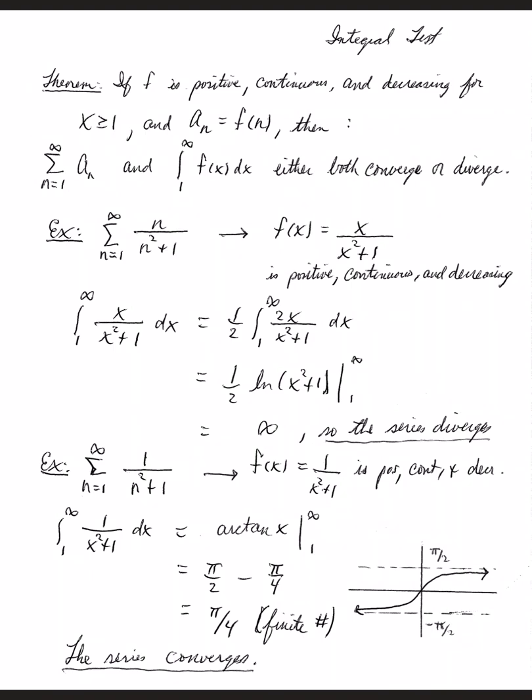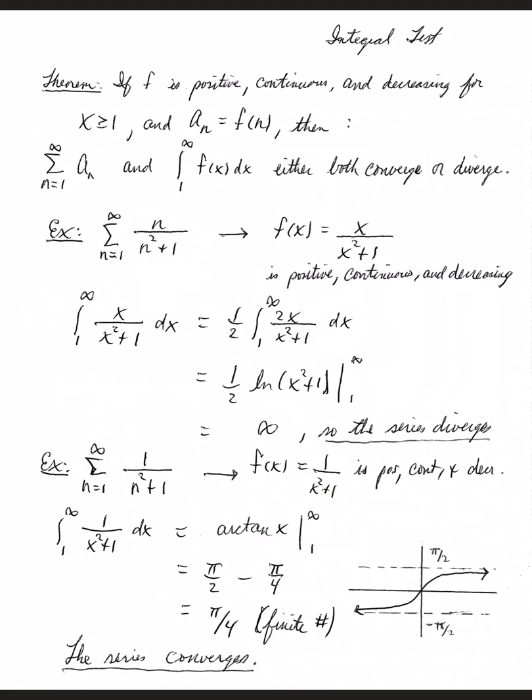A second example would be the sum from 1 to infinity of 1 over n squared plus 1. Let's write a sub n as a function of x. That'll be 1 over x squared plus 1. Again, if you want to use a graphing utility, feel free. This function is always positive. It's continuous because no real number creates a zero denominator, and it's decreasing. The larger the x's, the smaller the fraction's value.